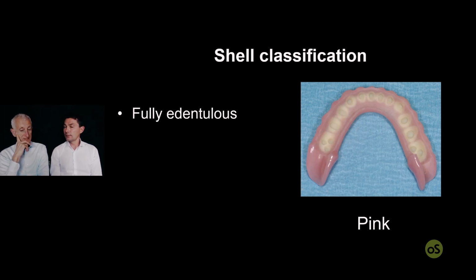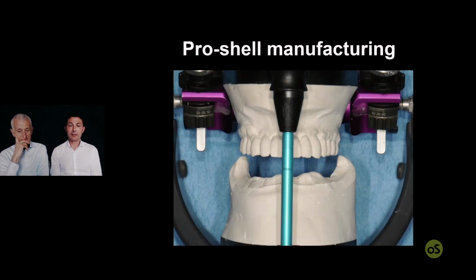Now, what next? This is a pink shell. In this particular case, the patient has a mobile prosthesis in good condition for sure. The vertical dimension is good. And in this particular case, I like to have a duplicate of the prosthesis in the lab.